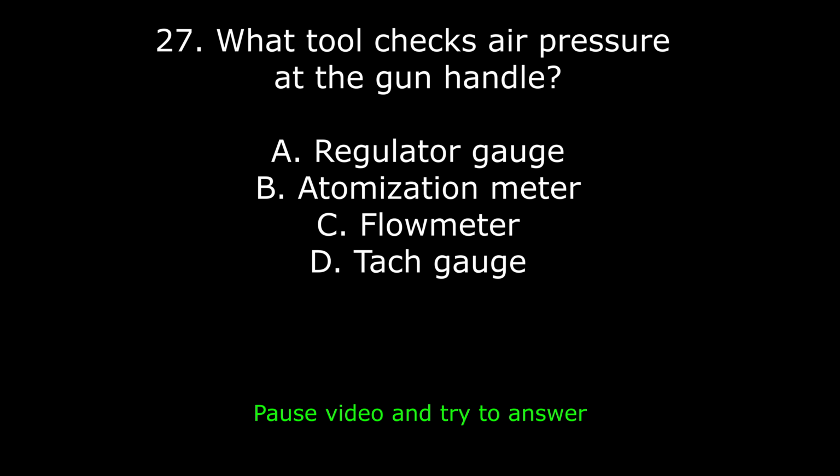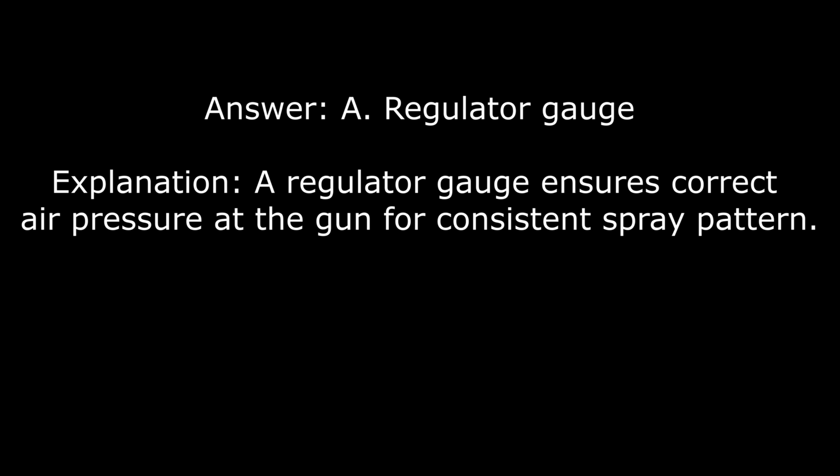27. What tool checks air pressure at the gun handle? A. Regulator gauge. B. Atomization meter. C. Flow meter. D. Tack gauge. Answer. A. Regulator gauge. Explanation. A regulator gauge ensures correct air pressure at the gun for consistent spray pattern.